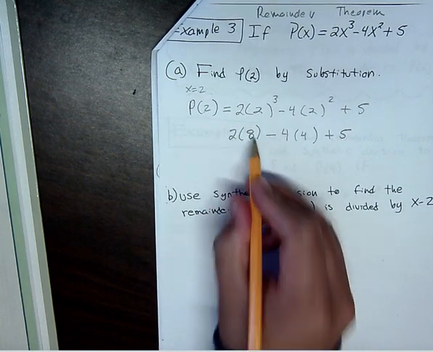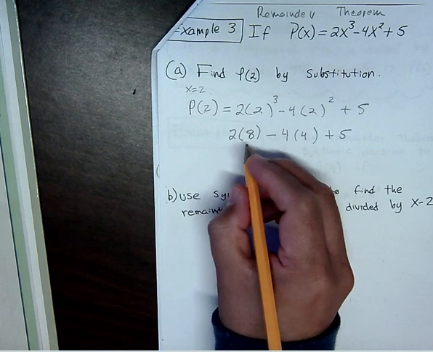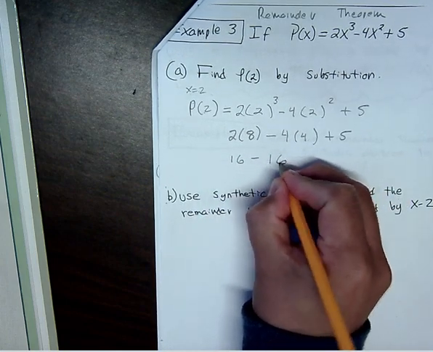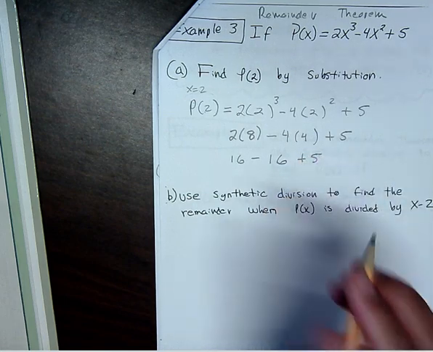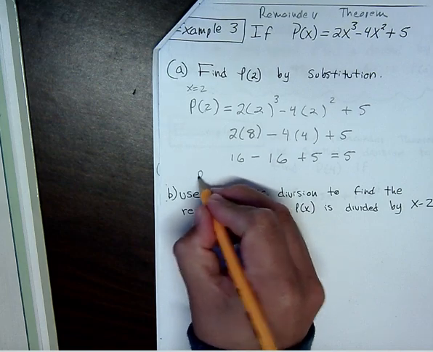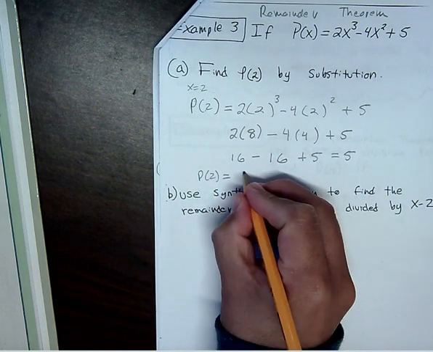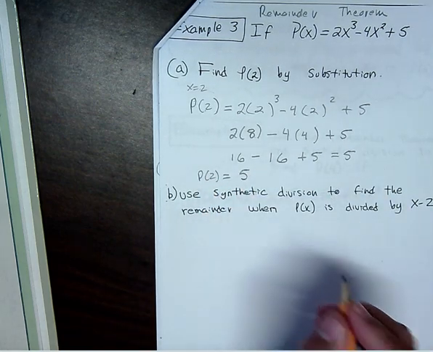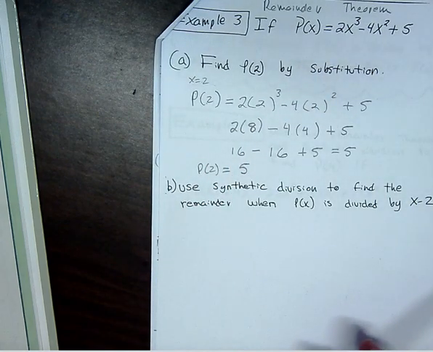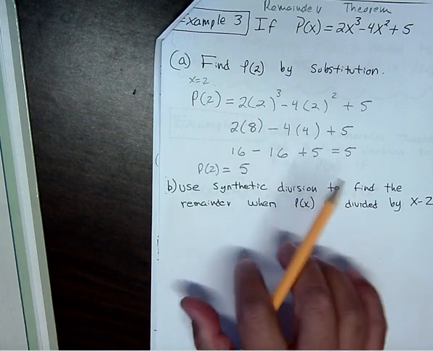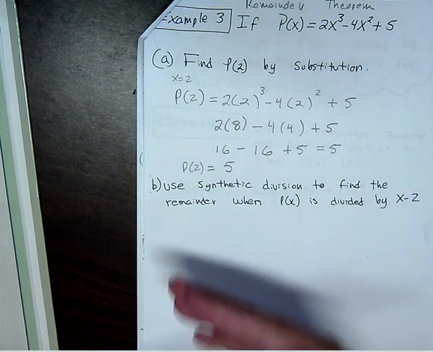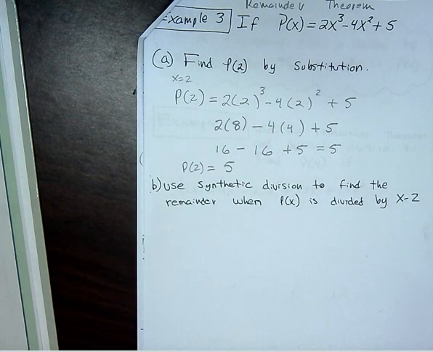Okay, and then evaluate this. 2 times 8 would be 16. 4 times 4 would be 16 plus a 5. So this gives you 5. So that means p of 2 is equal to positive 5. So we just evaluated for p of 2 using that function. Now we're going to compare it to when we do the synthetic division, and we're going to see what's the same with these two things.